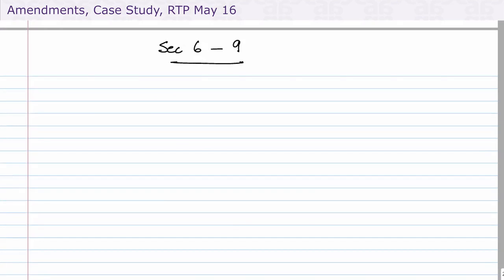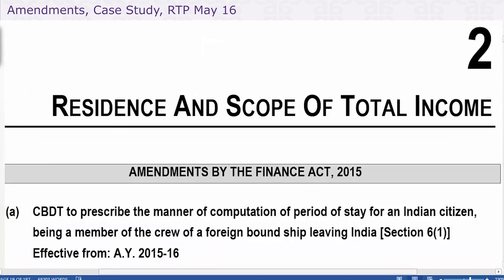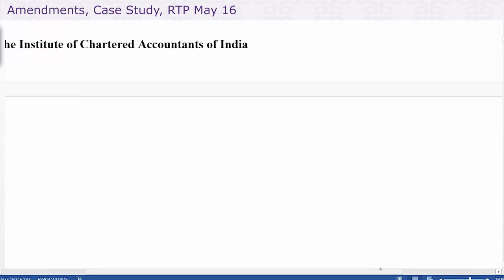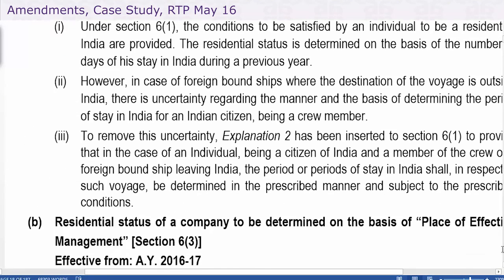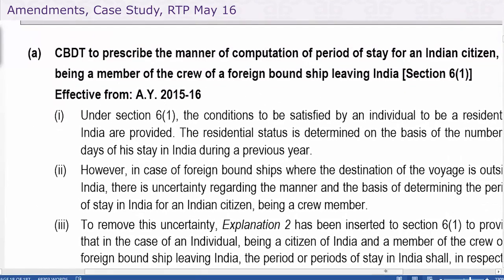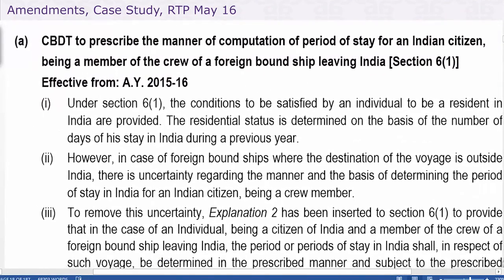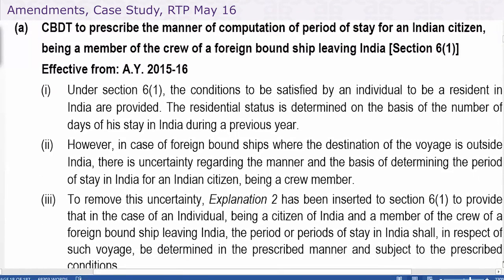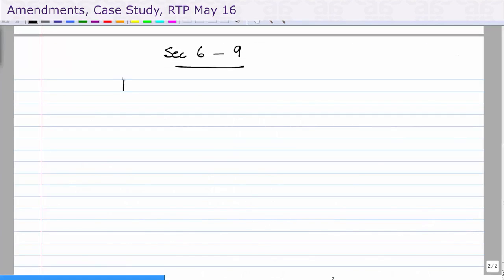Now, I'm not giving you separate notes as it is, there are too many of them. Yes, we will mark in your supplementary module. So you can open page number 15 of the supplementary module. There's a very important amendment here. I'm going to tell you what the amendment is, why it came about, and what is the current position. So we're going to look at residential status.